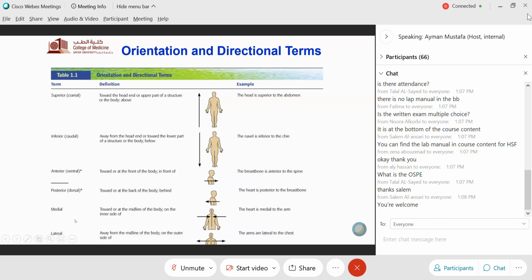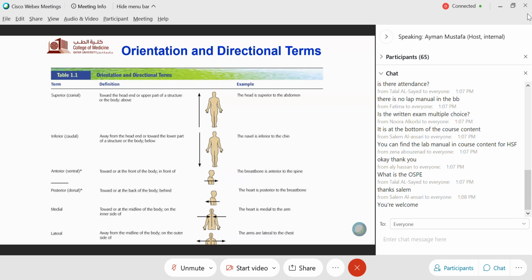The other pair of terms are medial and lateral. So we draw an imaginary line or plane in the middle of the body. It divides the body into equal right and left halves. What do we call this plane? We call it mid-sagittal or median plane.